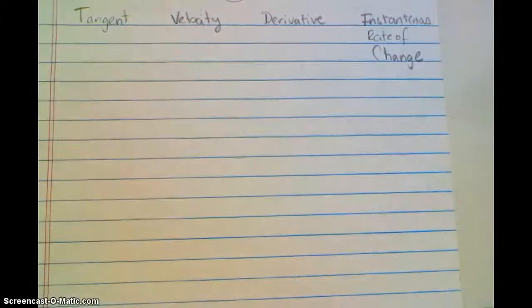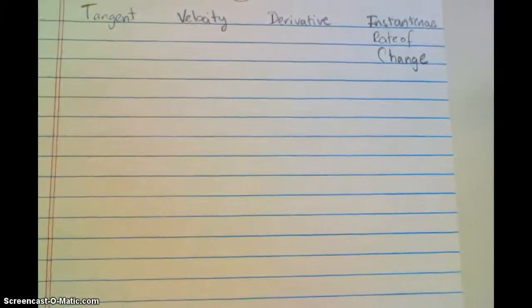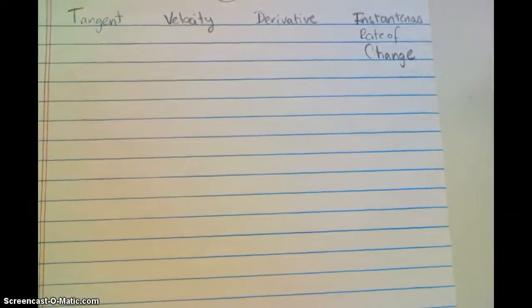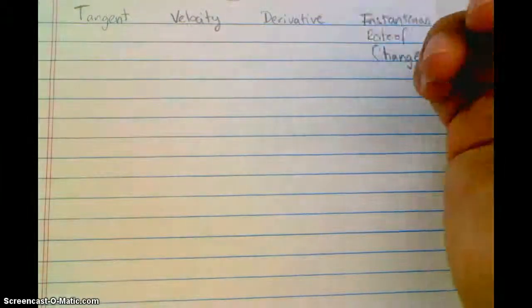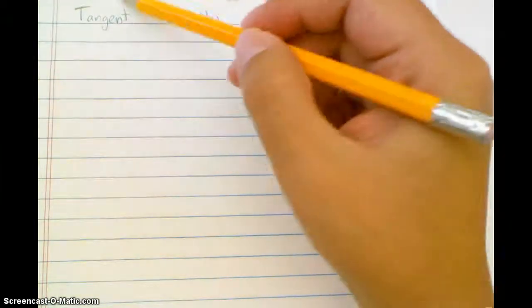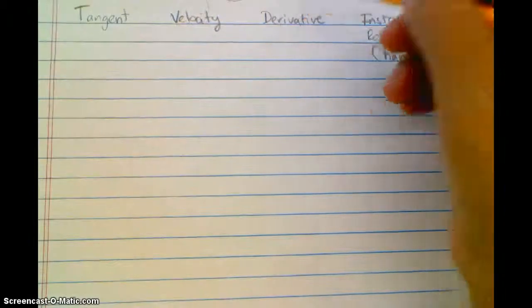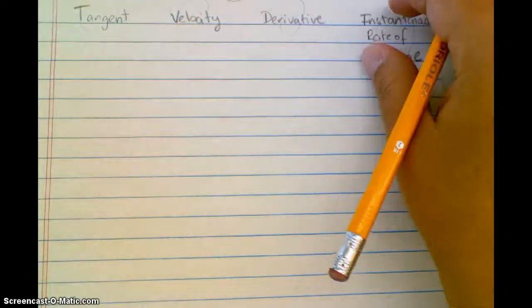Okay, so this is the beginning of section 2.7, and it talks about 4 different concepts that actually have the same meaning mathematically. We're going to talk about tangent and velocity and derivative and instantaneous rate of change.